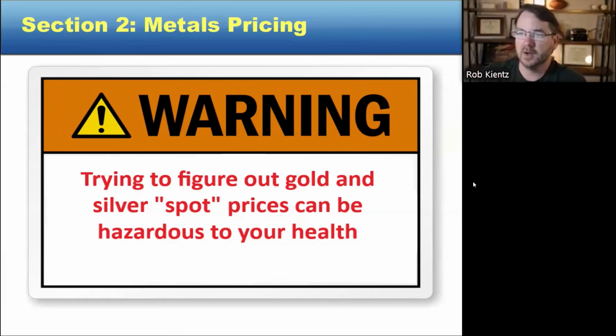All right, on to section 2, and this gets really fun. This is probably the area, I would say in my 16 years of covering the commodities and the precious metals sector, that is the hardest for people to grasp. And the reason is, I've got a warning here up on screen. Trying to figure out gold and silver spot prices can be hazardous to your health. Just when you think you've got it figured out, we learn that we really don't know how this is determined.